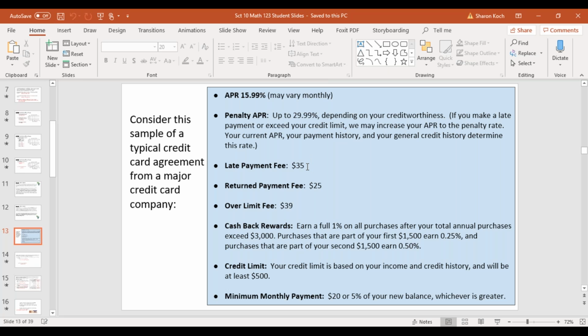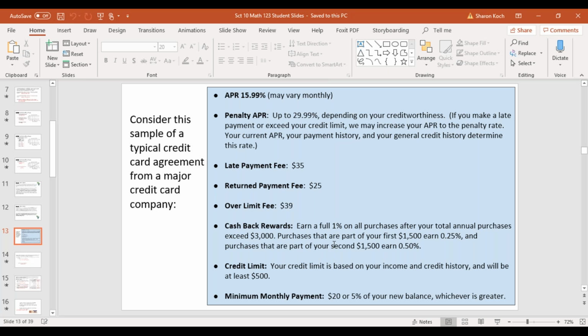If you don't pay it on time, there's a $35 charge. Returned payment fee: if you try to pay via a bank card and it comes back insufficient funds, there's a $25 fee associated with it. If you go over your limit, that's $39.